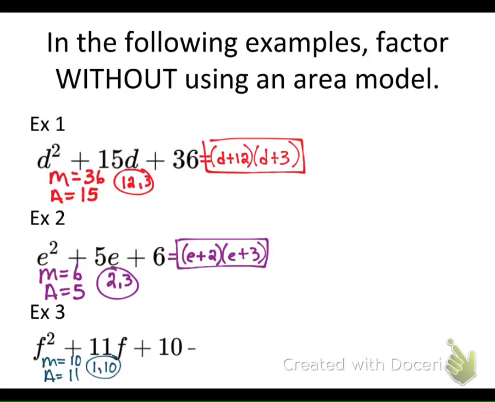So what's my height? F plus 1. Could I put F plus 10 first? Yeah, it doesn't matter. What's my width? F plus 10. That's my answer.